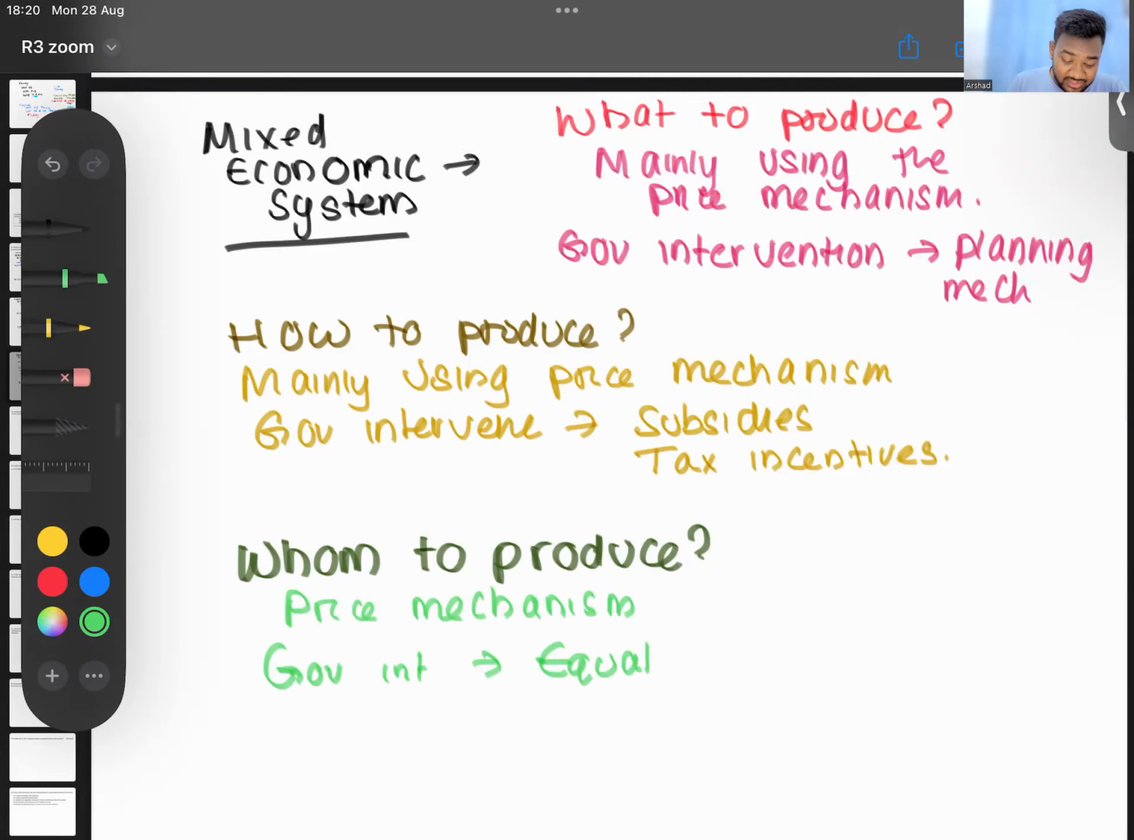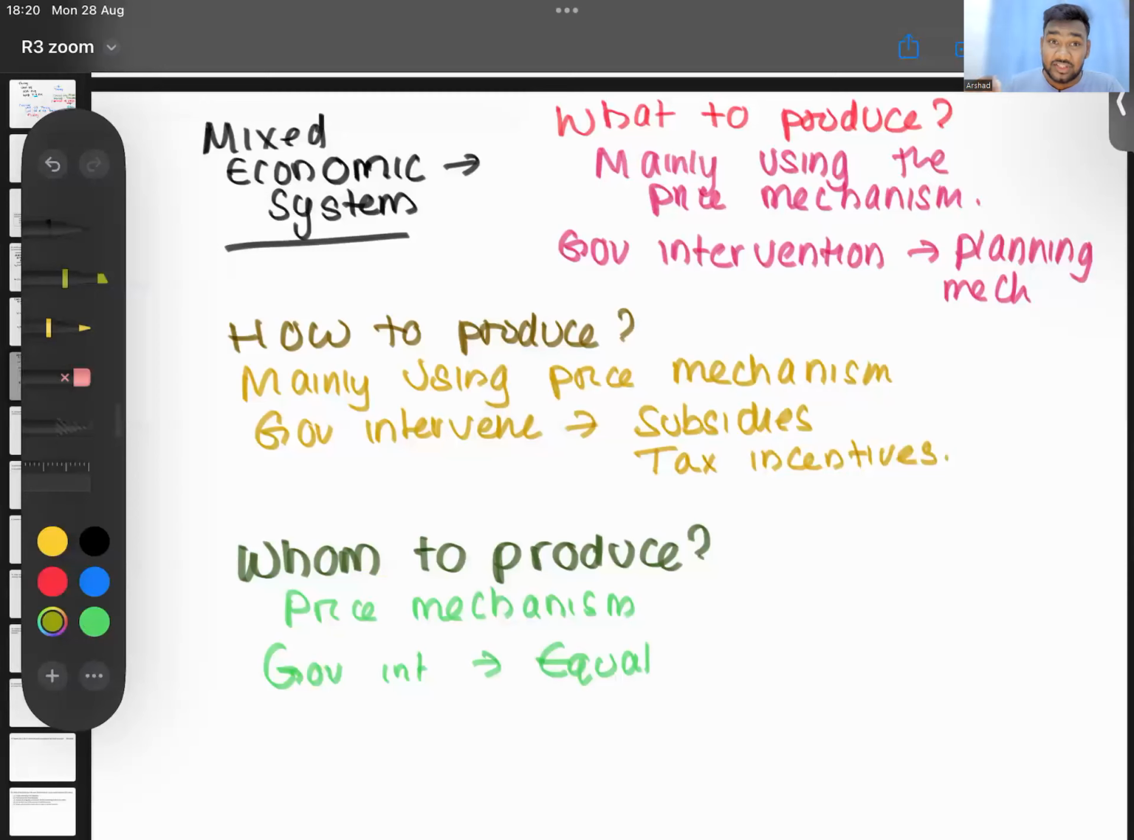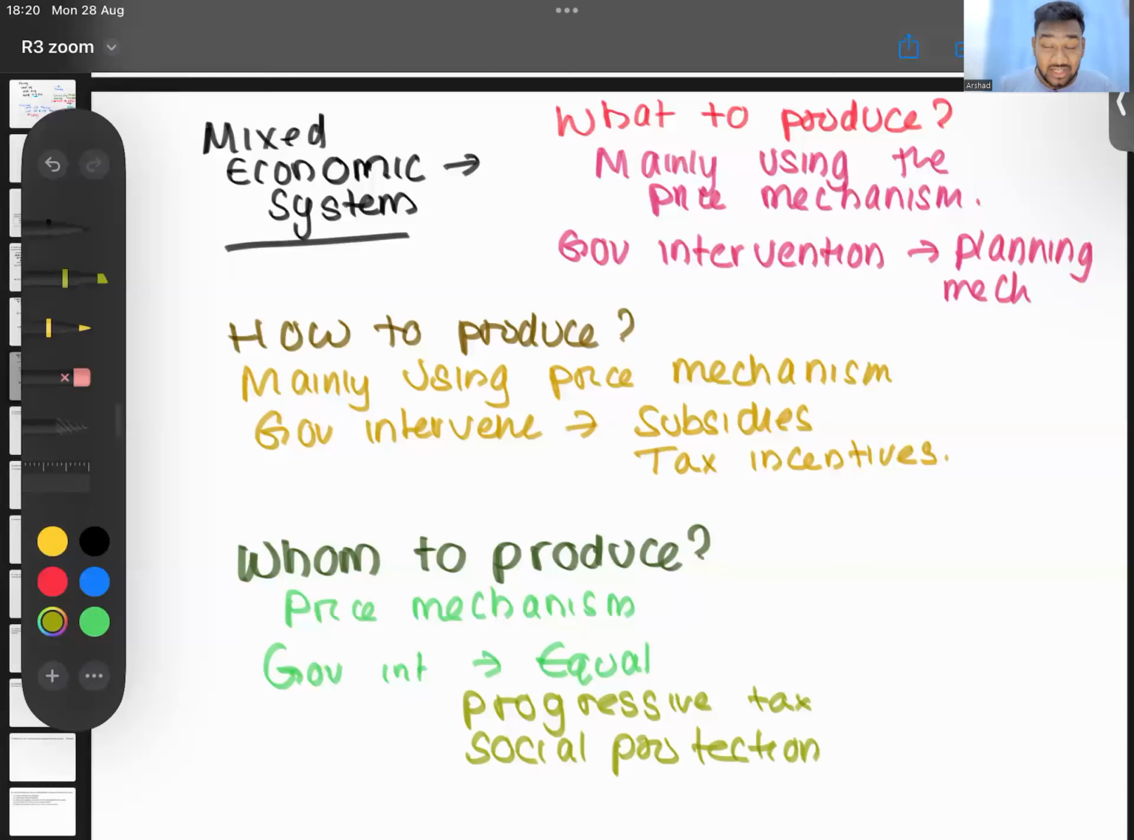Government wants to make sure there is equal distribution. How? They will charge progressive taxes from the rich people. They'll try to reduce the rich people's income. Then they will have social protection for the poor, like pensions, samurdhi benefits, right? Through these kinds of things, they try to make sure that the distribution becomes somewhat fair.